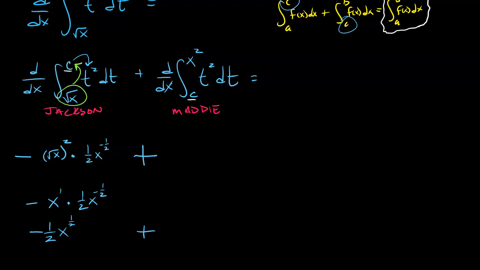Oh, I did not even put that together. You guys treated c as a variable. C is a number. C represents a number. I picked a number between square root of x and x squared. I didn't even put that together.